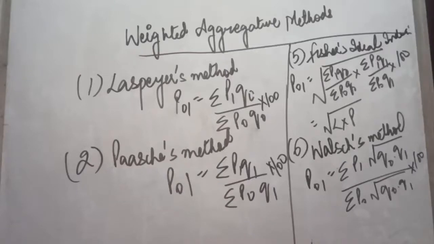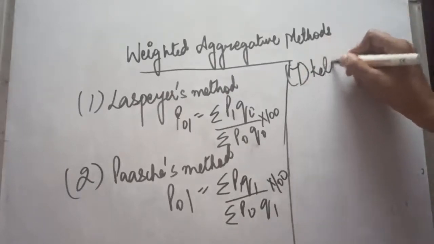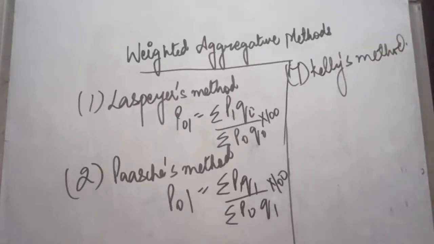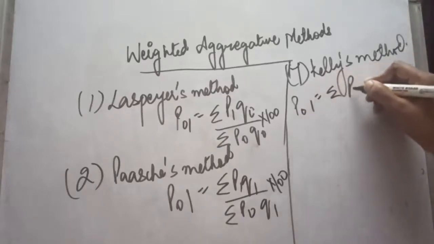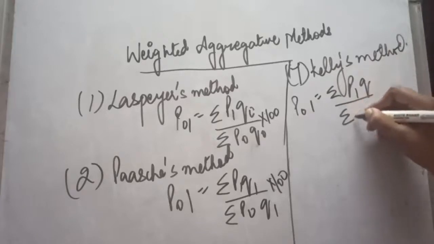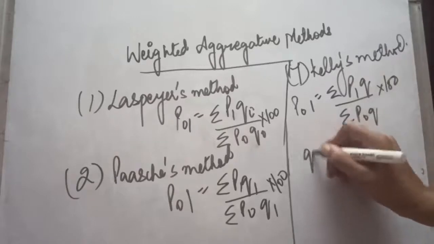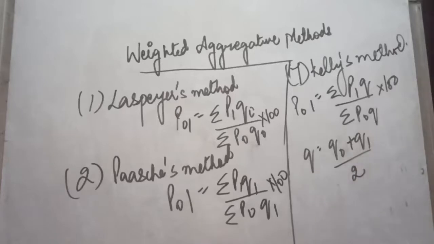Now next is Cayley's method. Let us see the formula. This is the last method, that is the seventh method, Cayley's method. Under Cayley's method also we will be calculating the price index, P01, and the formula for that is Σ P1Q divided by Σ P0Q into 100, where Q stands for (Q0 + Q1) divided by 2. It means we will take the average of quantities and then multiply it with P1 and P0.